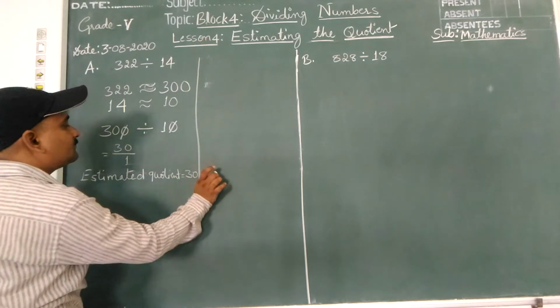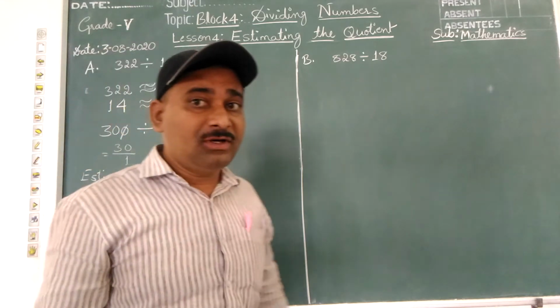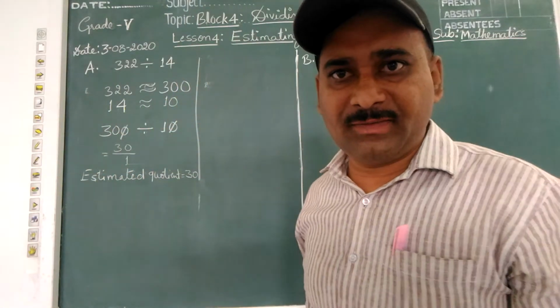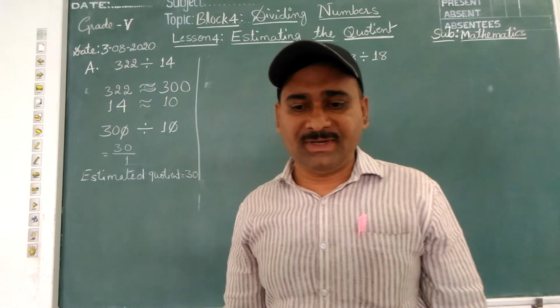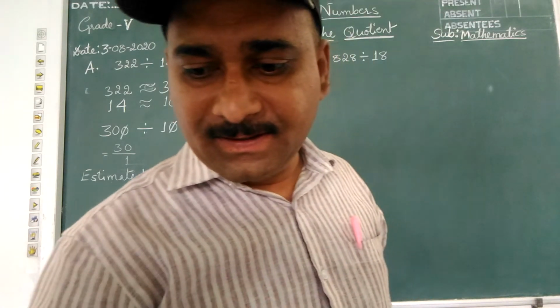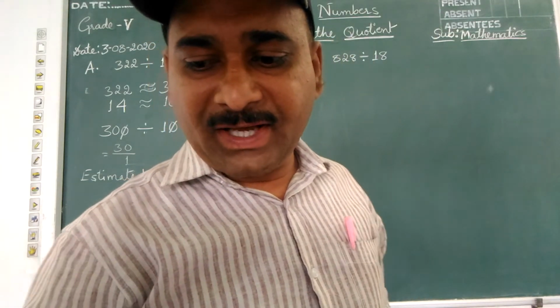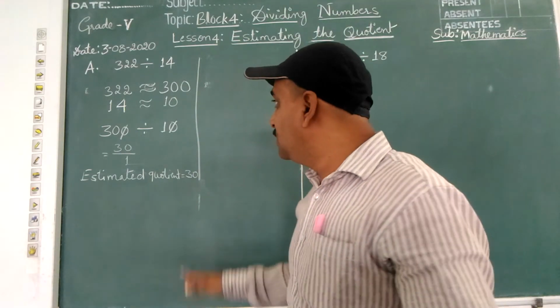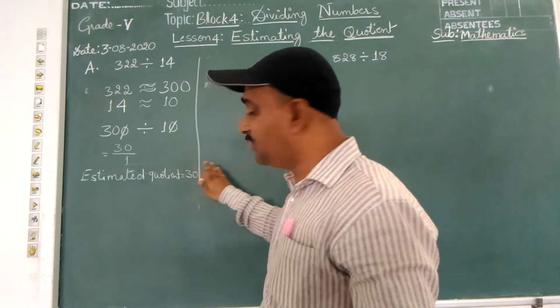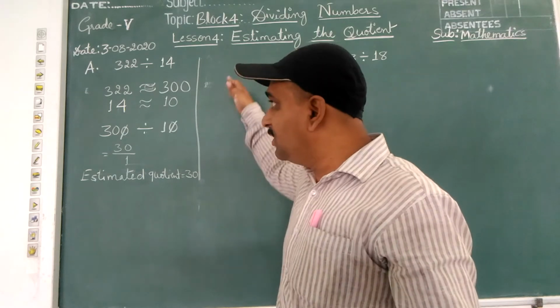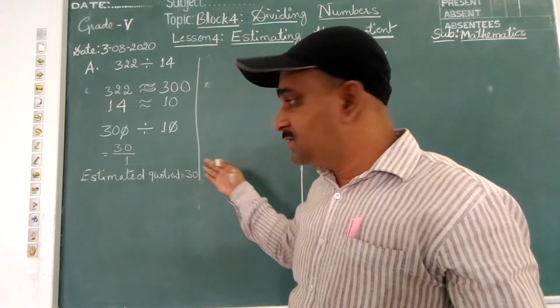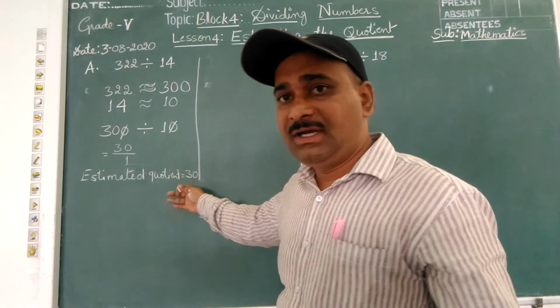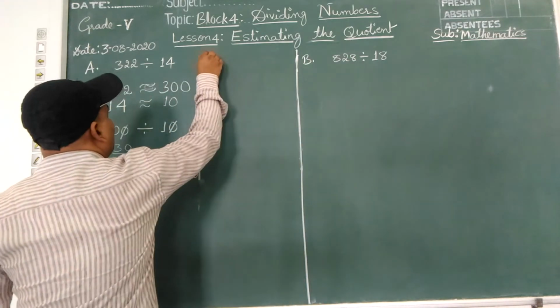Now, actual quotient also we should find out, because sometimes a question will be asked. Question was asked, compare with the actual quotient. To compare this with the actual quotient, we should know what is the actual quotient, no? So this is the estimated quotient. Actual quotient we will do now.